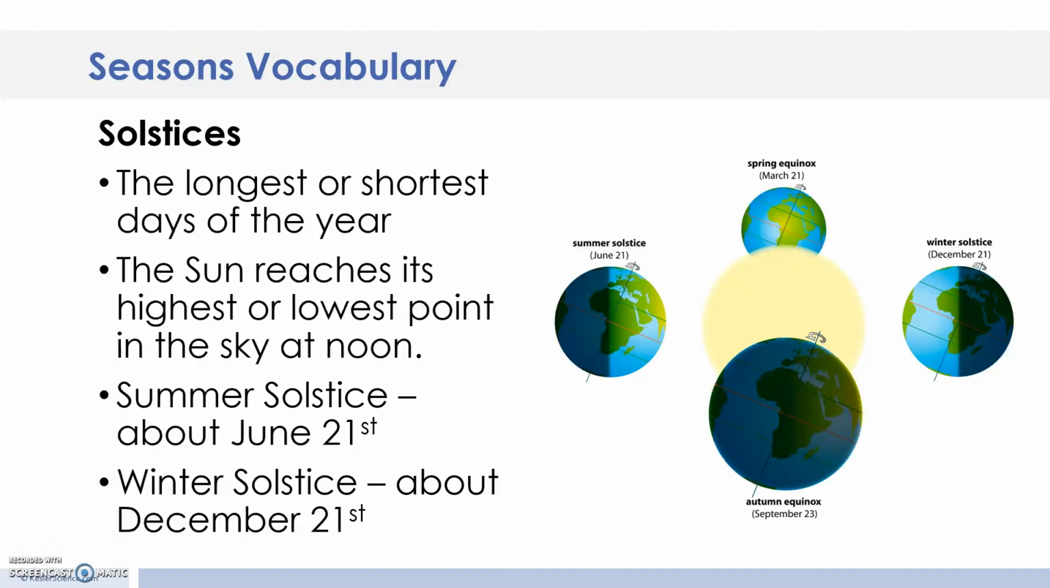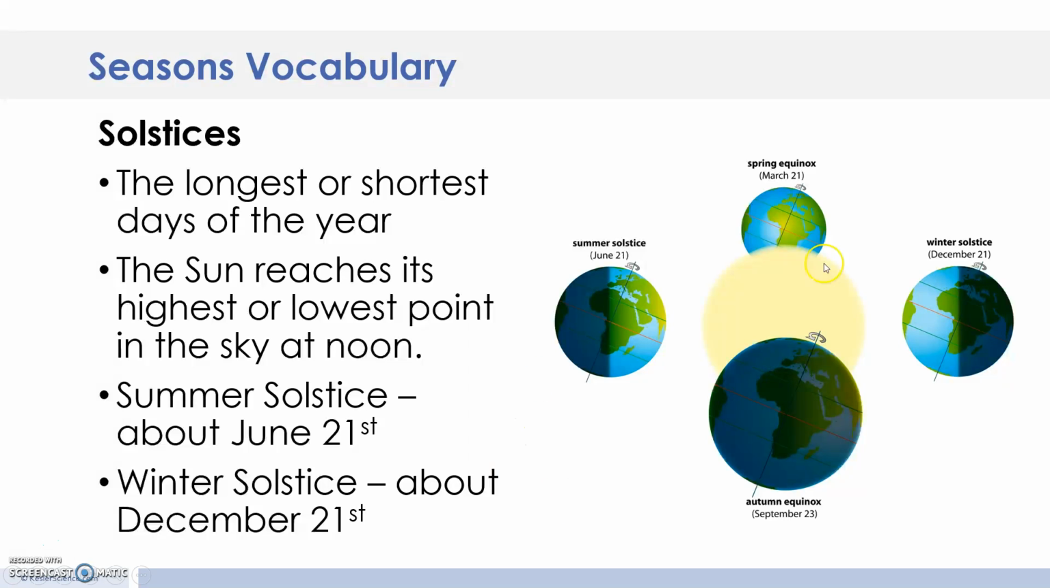So a solstice is a certain date when it's either the longest day of the year, meaning we have the most sunlight, or the shortest day of the year, where we have the least amount of sunlight. So the sun hitting us is actually at the highest or lowest point in the sky. So in the summertime, if we look overhead and at noon, the sun is super high up in the sky. But in the wintertime, the sun is actually going to be down closer to the horizon.